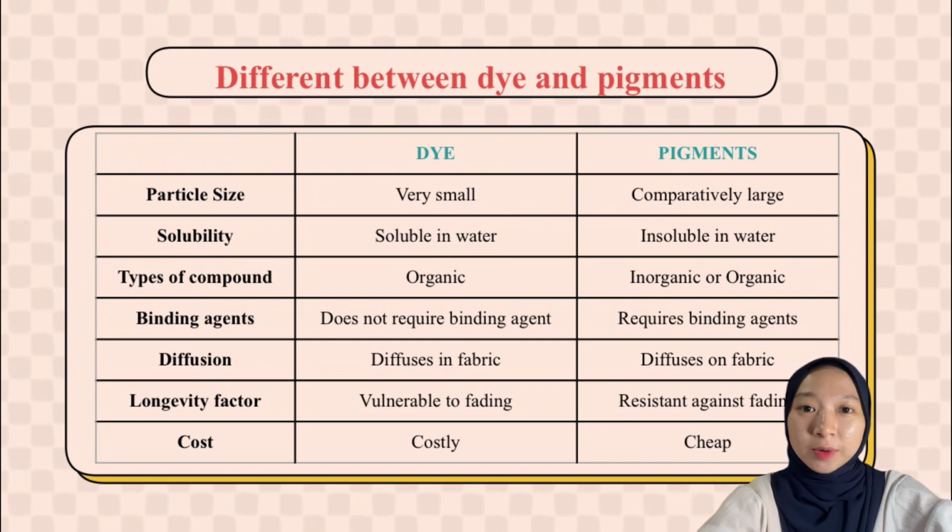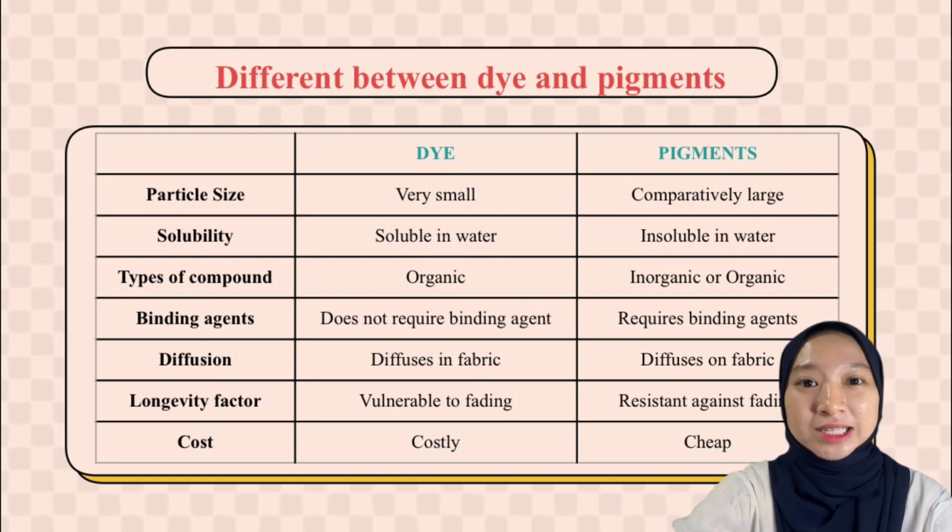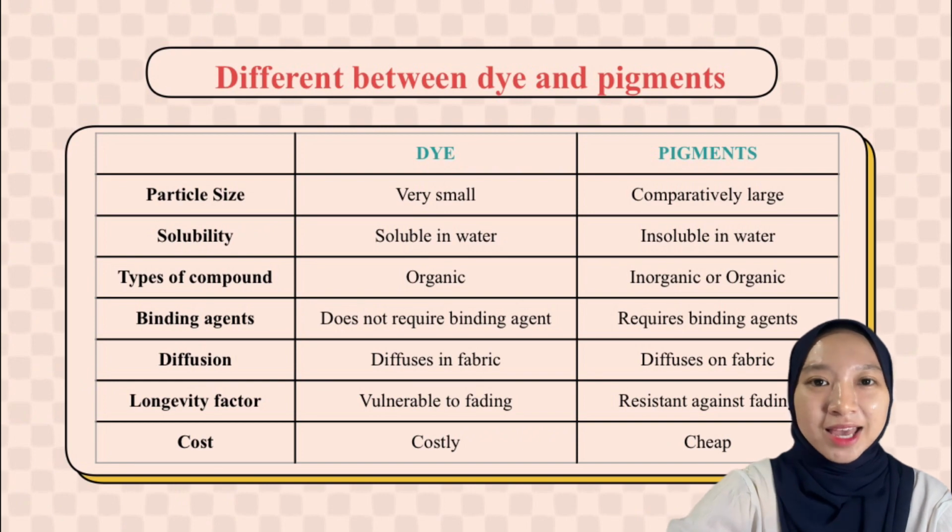Next is type of compound. Dyes are organic compounds and pigments are inorganic or organic compounds. Other than that, binding agent. Dyes do not require binding agents because dyes create functional group bonds between dye and substrate. Compared to pigment, pigment requires a binding agent because in pigment, functional groups do not bond and typically need a binder.